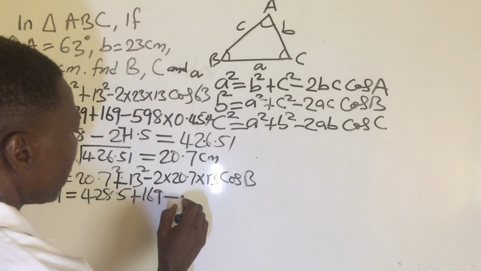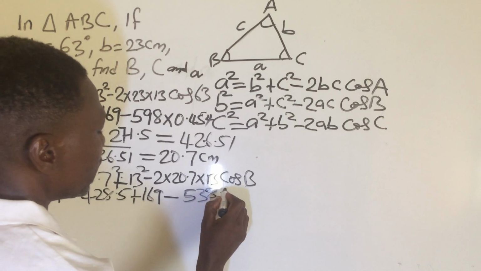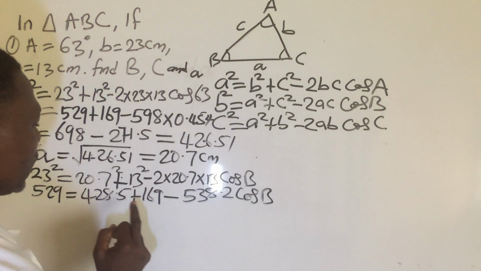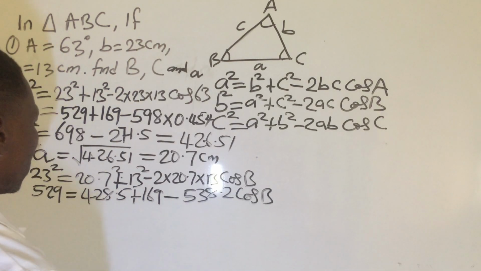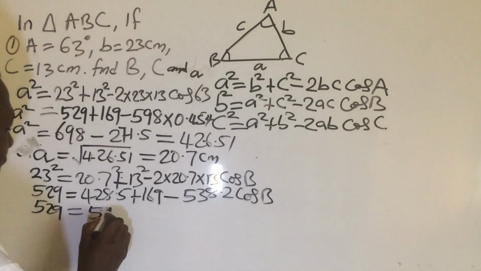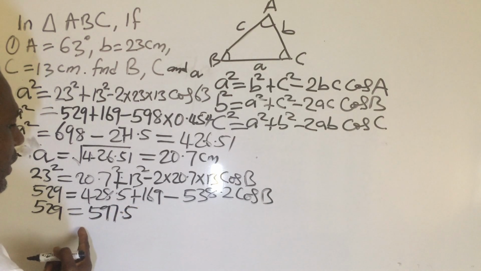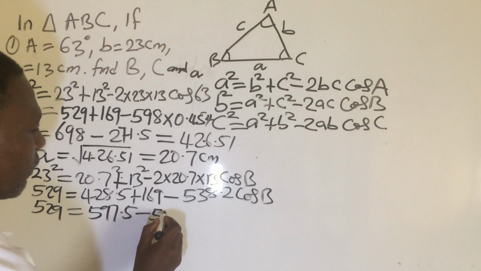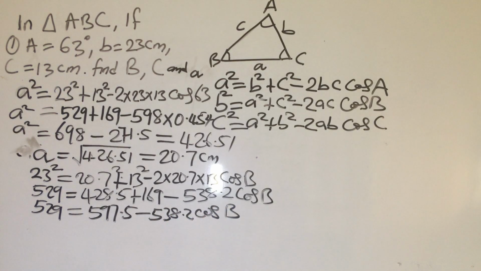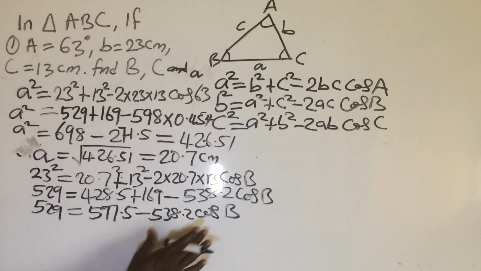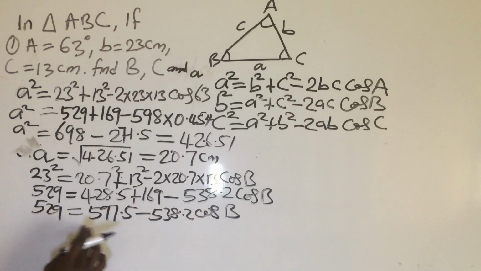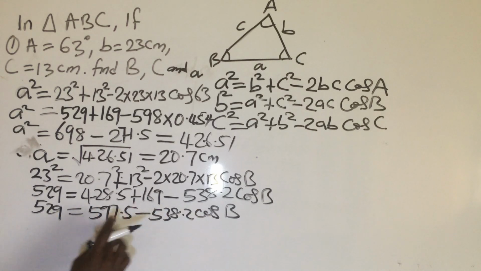What will it give us? 538.2, then cos B. Adding this and this, what do we have now? We will now have 529 equals, when we add them, 597.5, minus 538.2 cos B we are looking for. Now collecting like terms, let this go this side and this come to this side. If this one comes here, then the sign will change to plus.